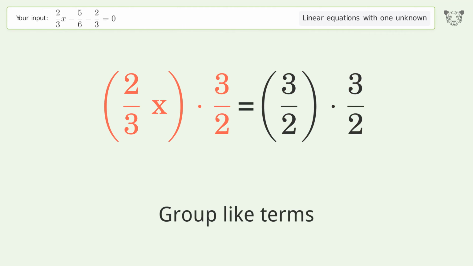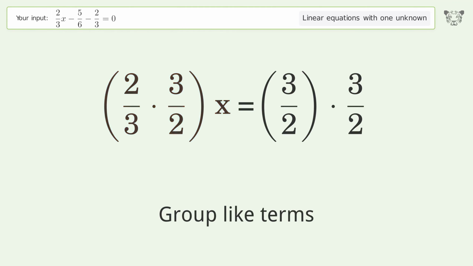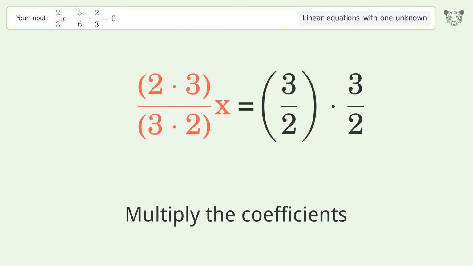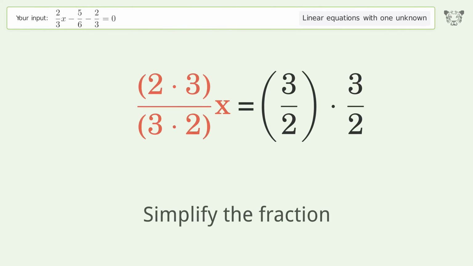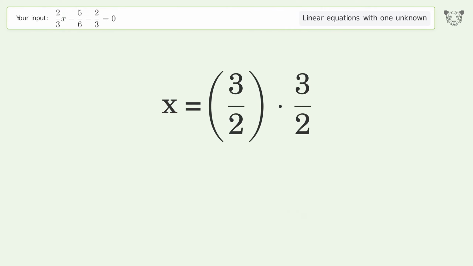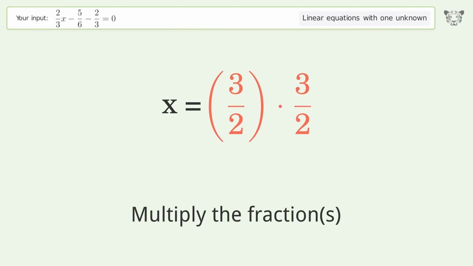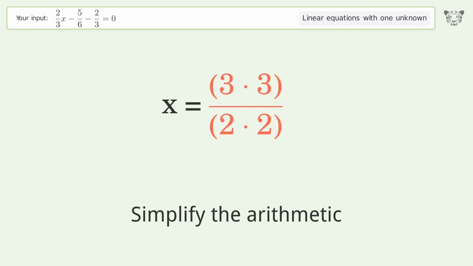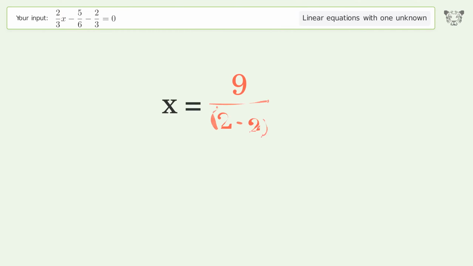Group like terms. Multiply the coefficients. Simplify the fraction. Multiply the fractions. Simplify the arithmetic. And so the final result is x equals 9/4.